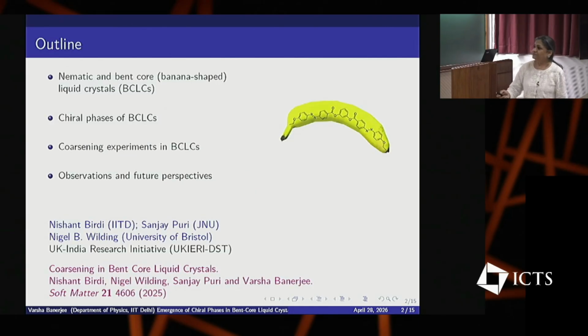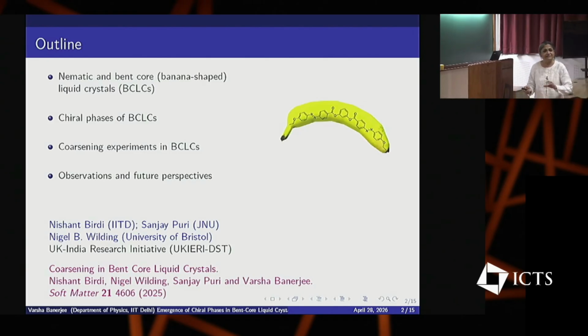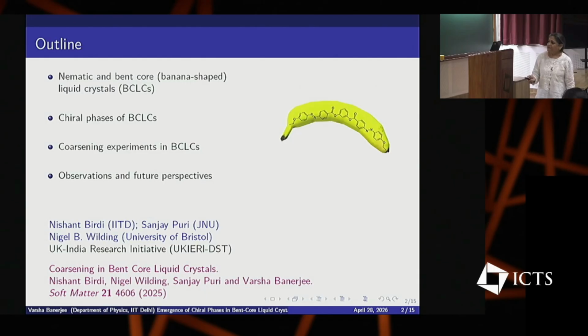So, brief outline. Let me first tell you a little bit about nematic and bent core liquid crystals, because I did not see any talk on liquid crystals this time. Then we go on to chiral phases of the bent core molecules. I'll tell you about some coarsening experiments that we have done, certain observations that were unusual, and the future perspectives or the future directions that the group has been taking.